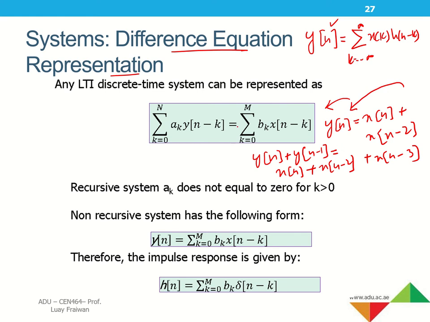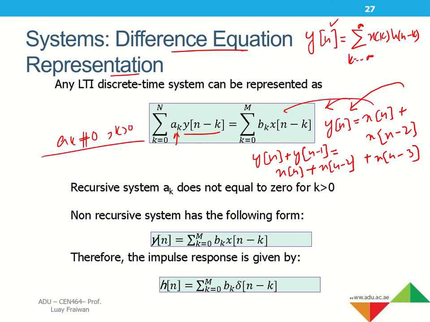So in general, we take the summation of the output multiplied with a constant, from 0 to n, and similarly for the input. If k is 0, it will be x of n. This system is called a recursive system if the value of a_k is not equal to 0 for any value of k greater than 0. Then our system will be a recursive system.